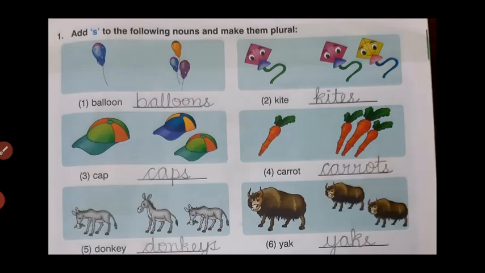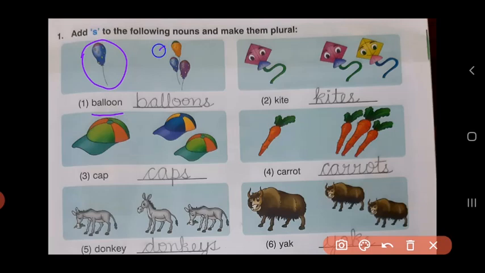The question says, add S to the following nouns and make them plural. Let us see the first picture. The first picture is a balloon, and that's why we write it as balloon. But next to it we have more than one balloon. That means it is the plural form. And when it's the plural form, we will add the letter S to the word. So balloon will become balloons. Very good, children.